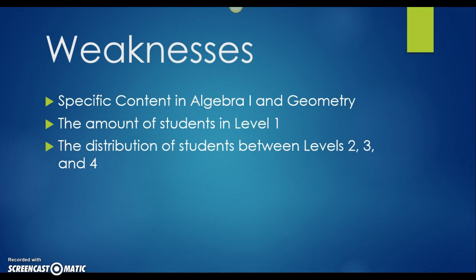Some weaknesses that need to be addressed are certain specific content in Algebra 1 and geometry, certain material that needs to be looked at so that we can get our level 2 learners to level 3 learners. The number of students in level 1 is definitely a weakness for McEachern, and the distribution of students between levels 2, 3, and 4. As you saw, there's a high level of 2, and again it kind of jumps down on level 3, and our distinguished learners in level 4 is very low. So we want to make sure we're looking to increase that. That's definitely a weakness at McEachern.